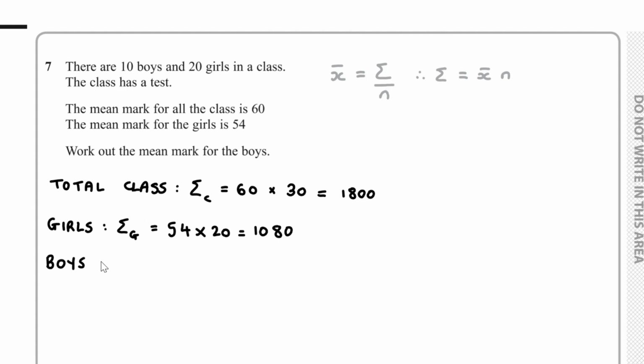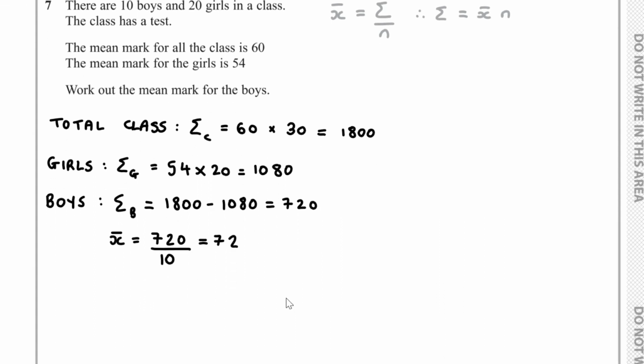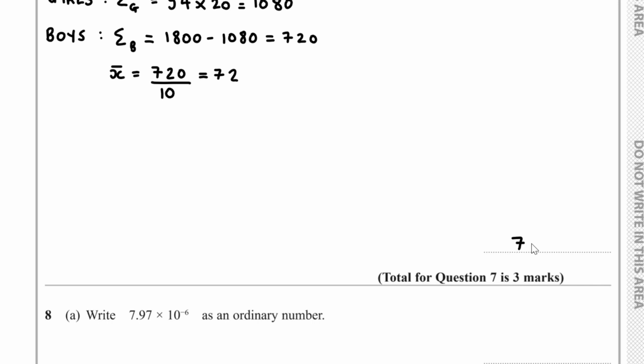And for the boys, well, the total score for the boys is equal to 1800, which is the total score for the class, minus 1080, which is the score for the girls. Of course, the total score for the boys is 720. And therefore, the mean is equal to 720 divided by 10, which is 72. So the mean mark for the boys is 72.